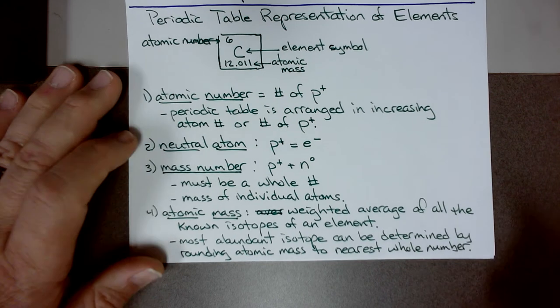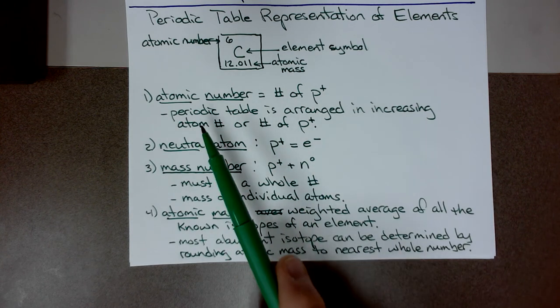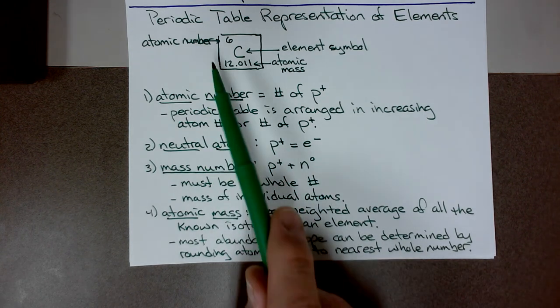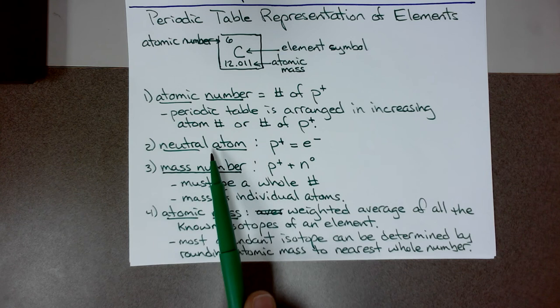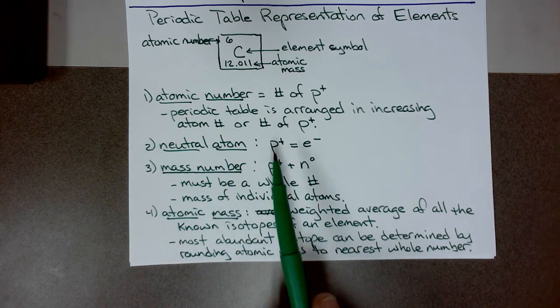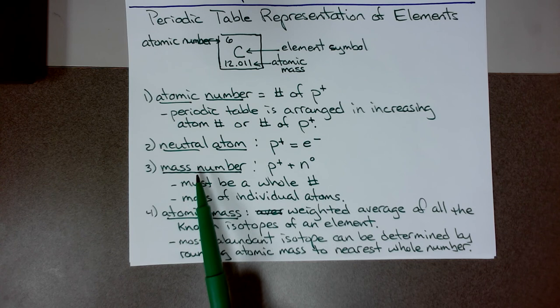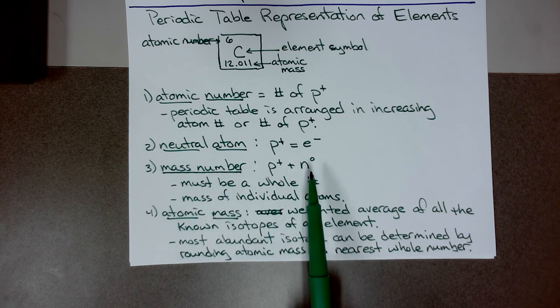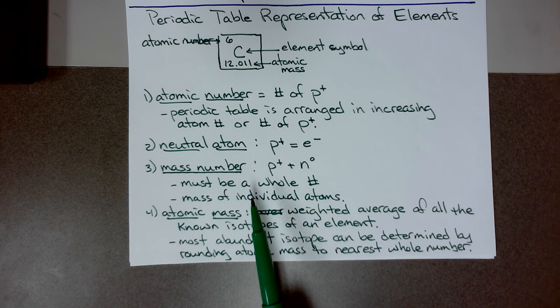Okay, so we have the atomic number, which is the number of protons, and remember the periodic table is arranged by increasing atomic number or number of protons. We know that a neutral atom, one with no charge, has protons equal to electrons. The mass number is the number of protons and neutrons in the nucleus, so it must be a whole number because you can't have part of a neutron or part of a proton.